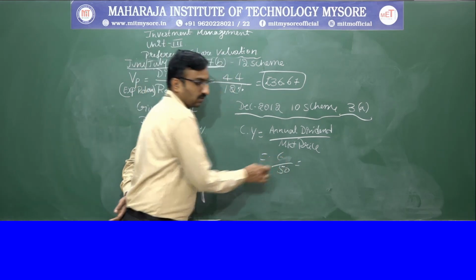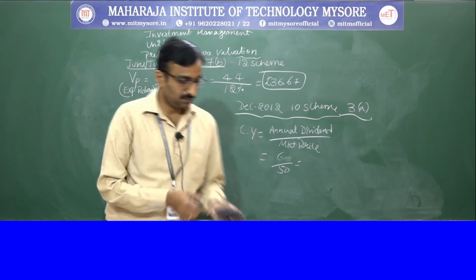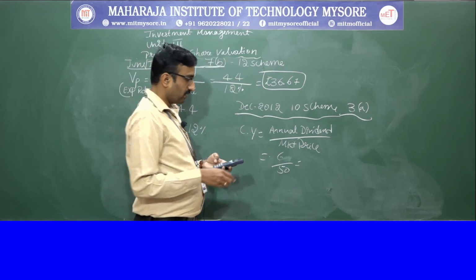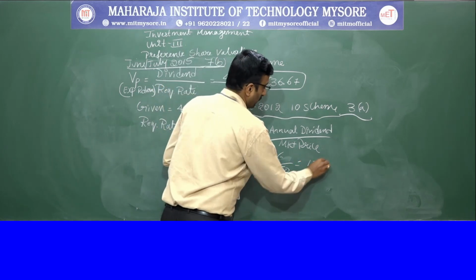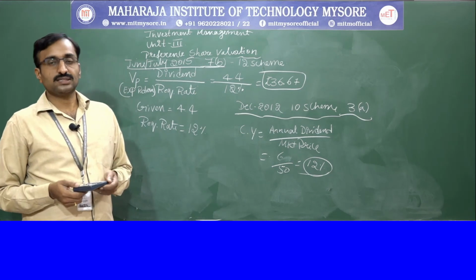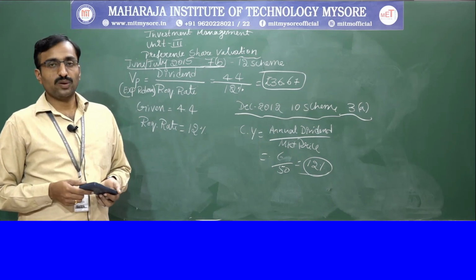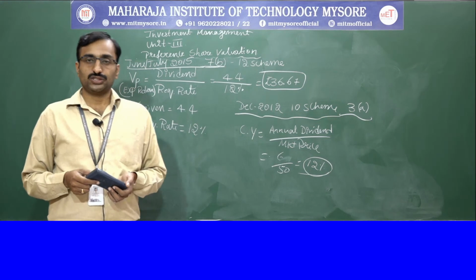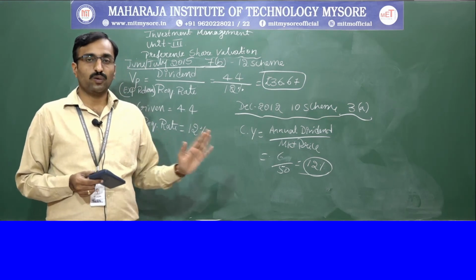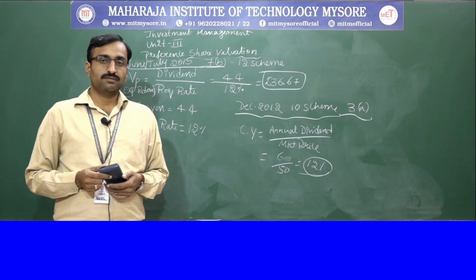Sorry, it is 6 not 60. 6 divided by 50. How much you will get? You will get 12%. Current yield is 12%. This is how we are solving the problem on preference share. Hope you understood. Simple problem they are going to ask. Fine.